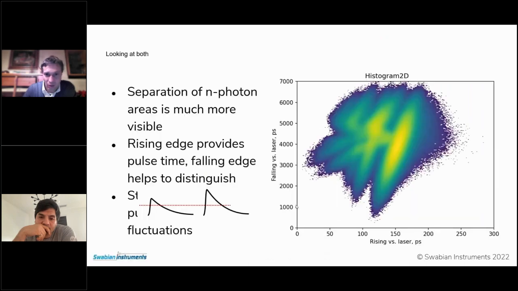But what you can do is a multi-dimensional histogram, and that's what's plotted here. On the x-axis is the delay between the rising edge and the laser, and the y-axis is the delay between the falling edge and the laser pulse. Suddenly you see much more stuff coming up. You can imagine that the whole thing is a little bit tilted, which is why if you just project it onto one axis, it's all blurred. But if you tilt the whole thing, you can start to distinguish these pulses much more precisely.